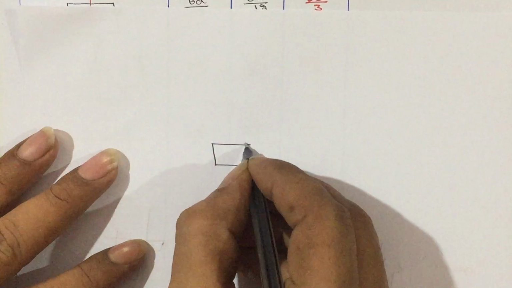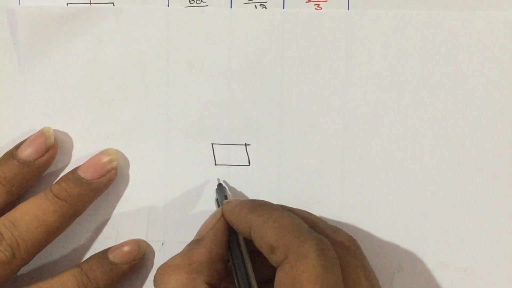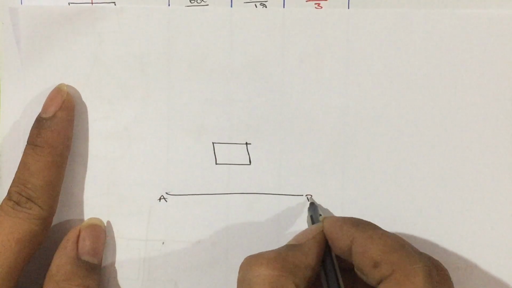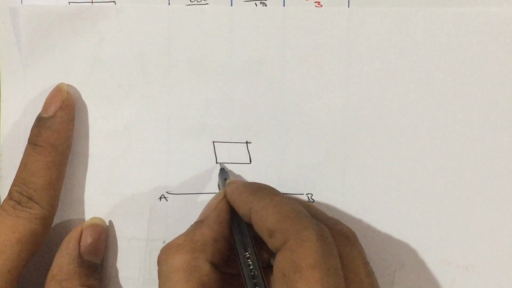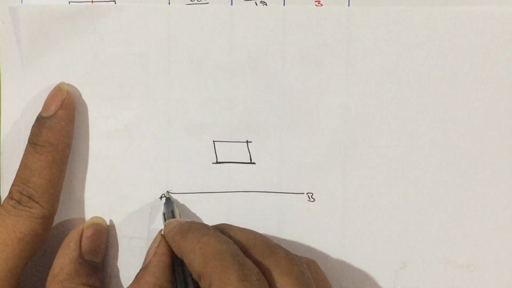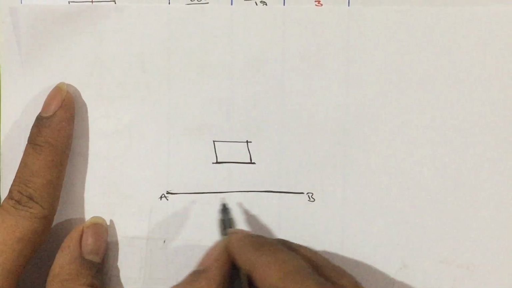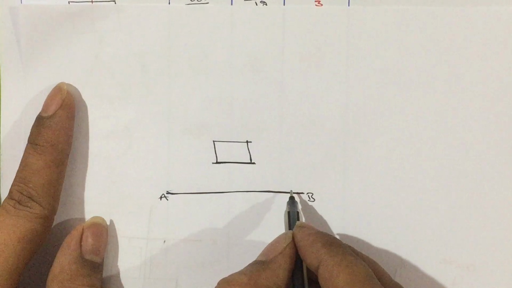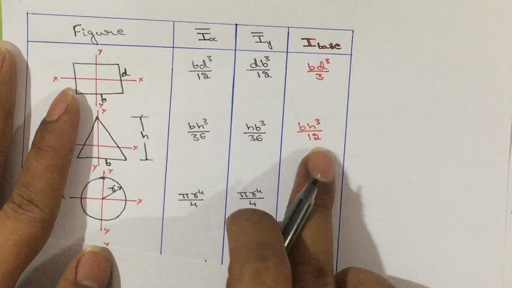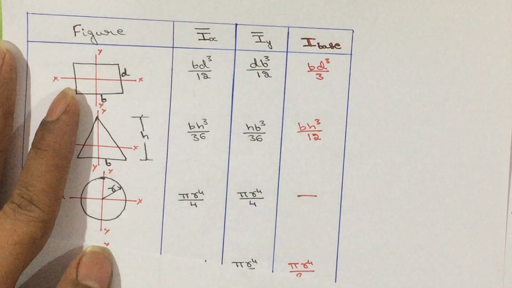suppose if it is a diagram and this is the base AB given, if the base of the individual figure is not lying on the given base AB directly, then this formula is not valid. You need to go with the regular procedure.